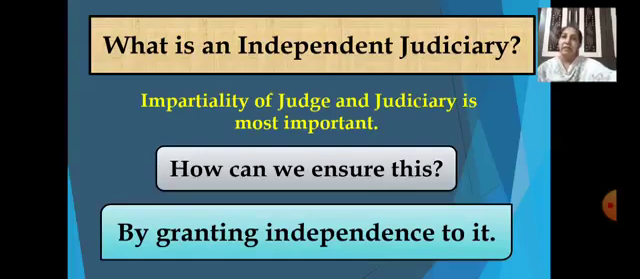The judge is clearly partial to the politician. Why? Because the control that the politician holds over the judge does not allow for the judge to take an independent decision. Try to understand that. So at that moment, the judge is going to be partial for this, right? Whereas the meaning of independent judiciary is that it should be impartiality of judge and judiciary is most important, correct?